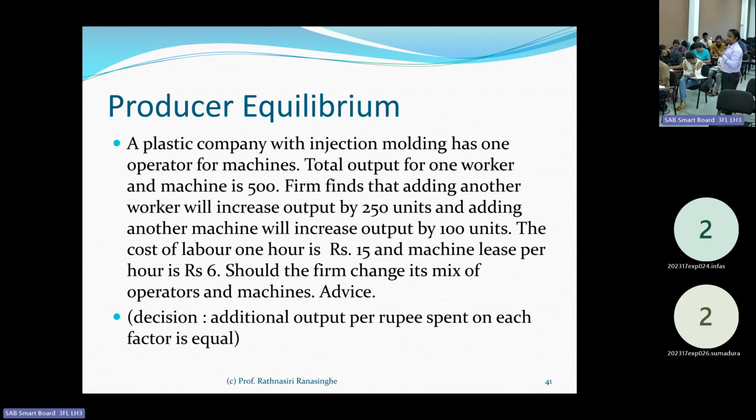If the additional output per rupee spent on each factor is equal, MPL over wage rate and MPK over interest rate, that equals how much? 16 point something, approximately 16. Since it is equal, there is no need to change the mix. That is right.